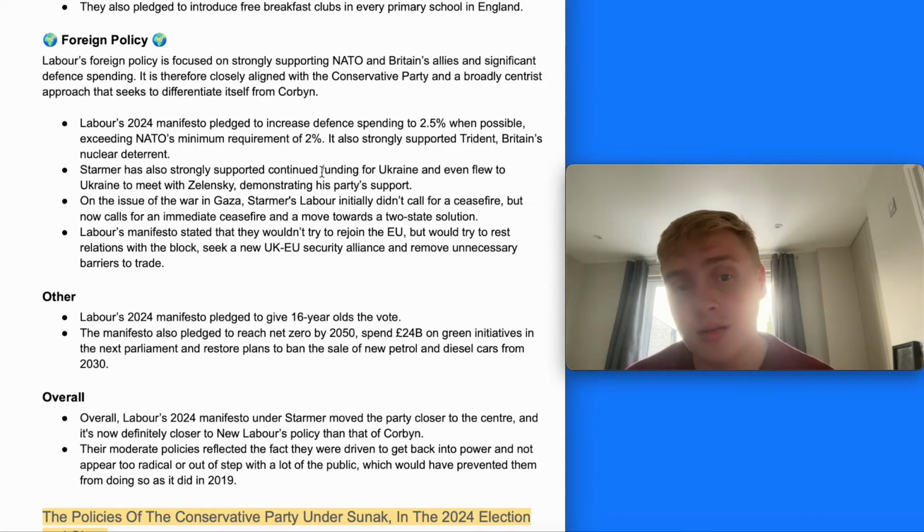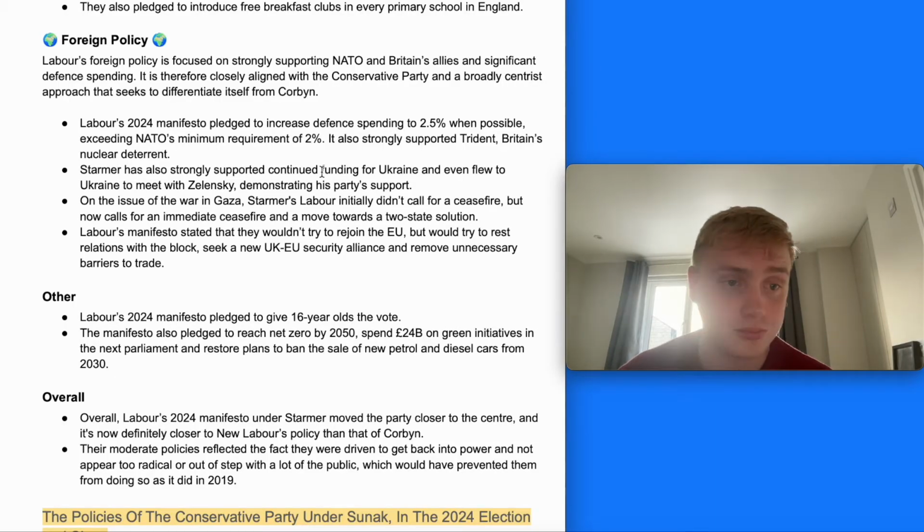On Gaza, Starmer's Labour initially didn't call for a ceasefire, but now calls for an immediate ceasefire and a move towards a two-state solution, as pretty much all parties do. And Labour's manifesto stated that they wouldn't try to rejoin the EU, but would try to reset relations with the bloc, seek a new UK-EU security alliance, and remove unnecessary barriers to trade.